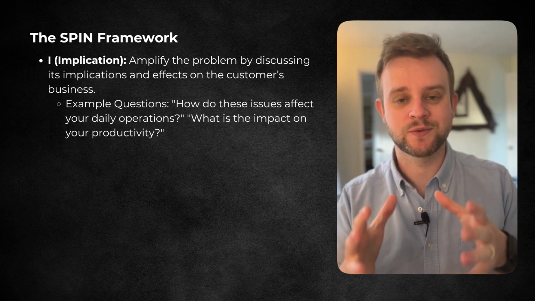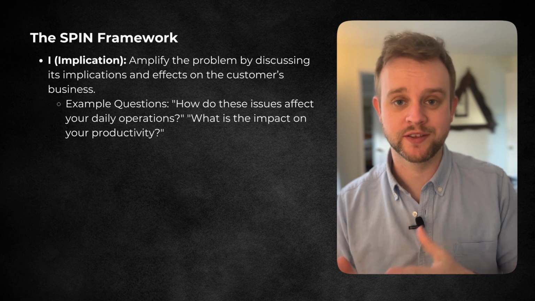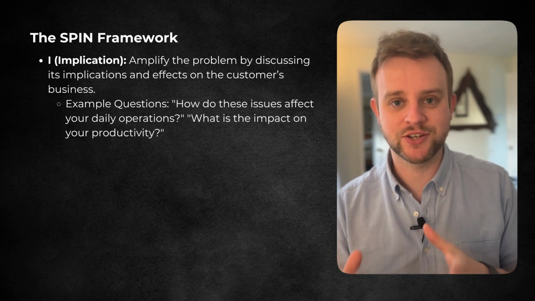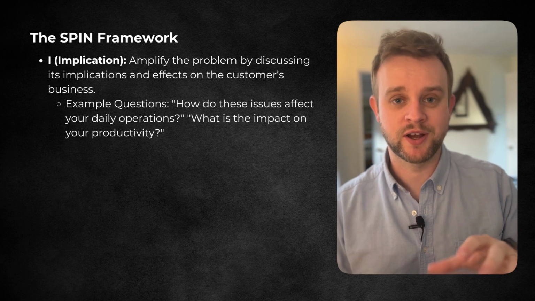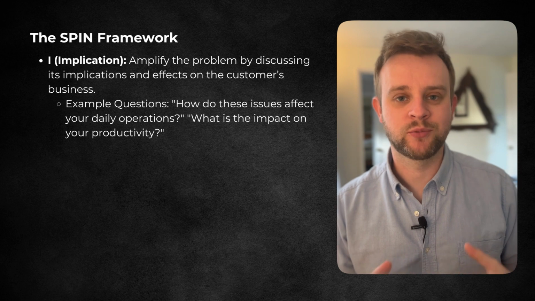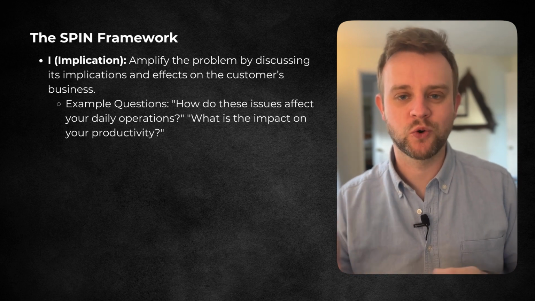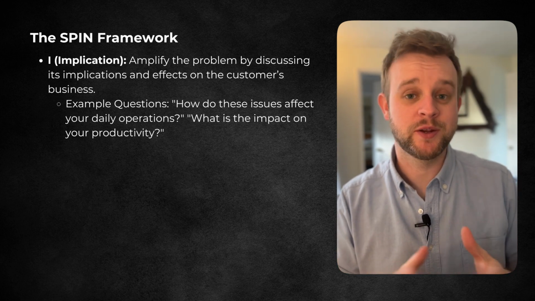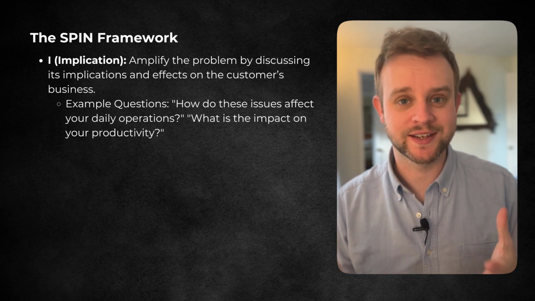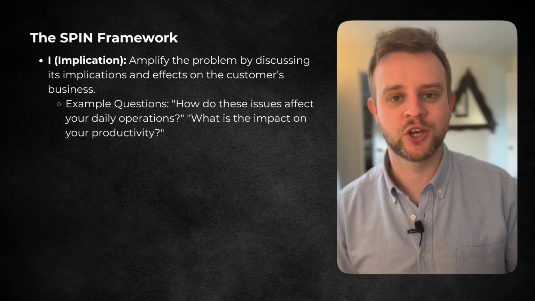And I think this is what sets spin selling apart from other sales methodologies, and the reason I think it's so powerful. This is the implication phase. This is when you ask the customer about the problem they just explained and how that impacts them. For example, when this problem occurs, what does that mean to you? When you encounter this problem, how does it affect your workday? When your employees encounter this problem, what does that mean for you in terms of lost revenue?